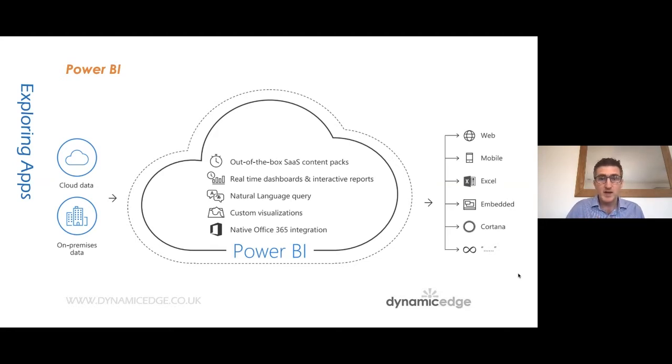So it is an out of the box software as a service application. Okay, so it's there. As long as we have data, we can use Power BI to interrogate it and to bring through this information that we want. So as you can see on the left hand side there, we've got our cloud data or on-premise data. So the data could be sitting in SharePoint, or it could be sitting on a server that you've got in your office.